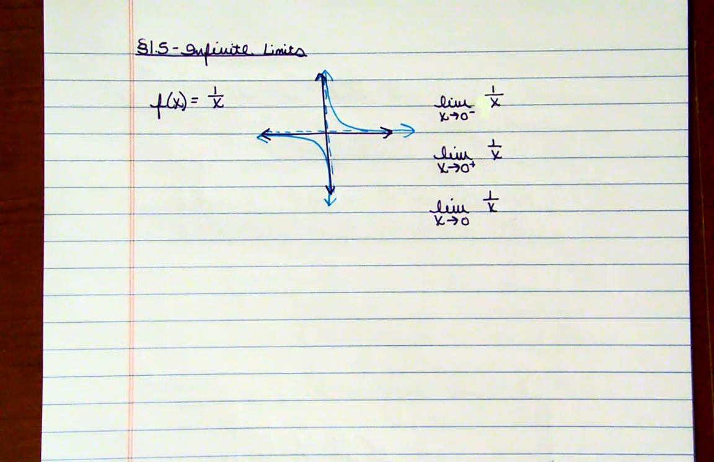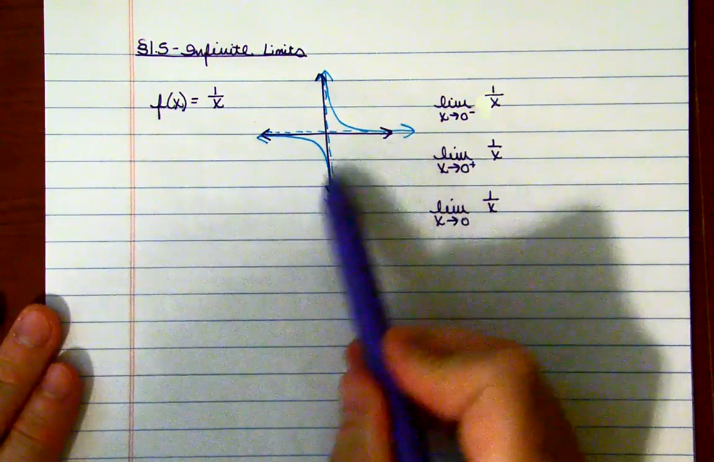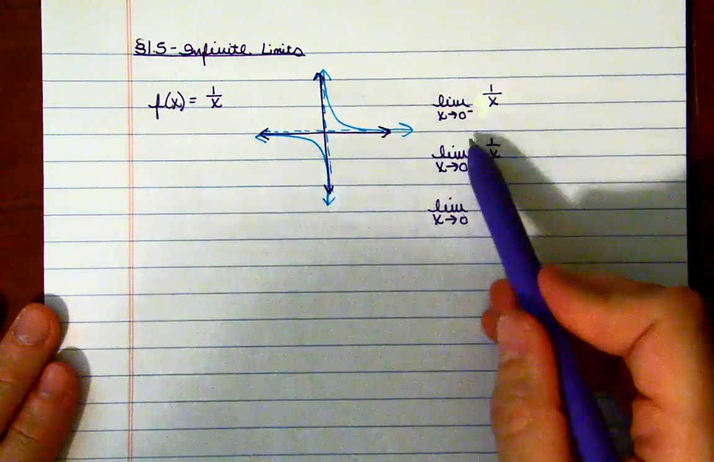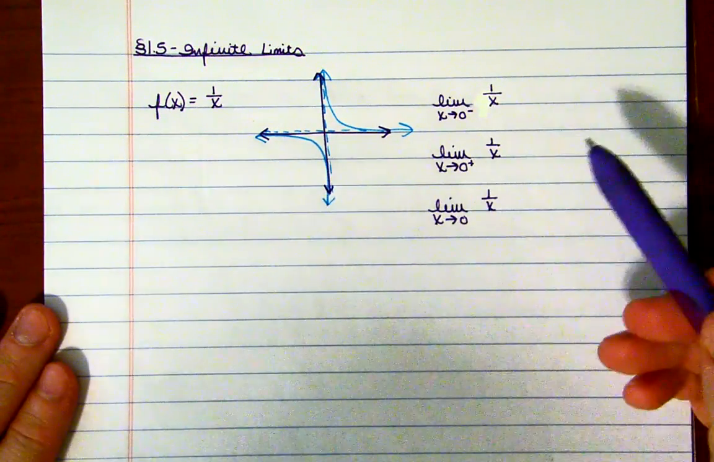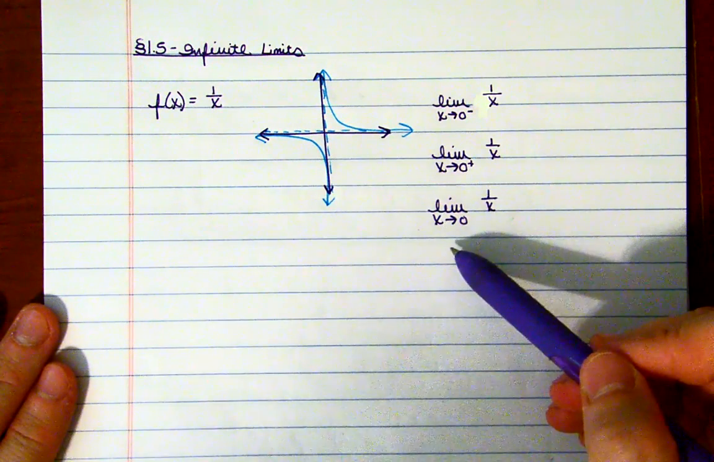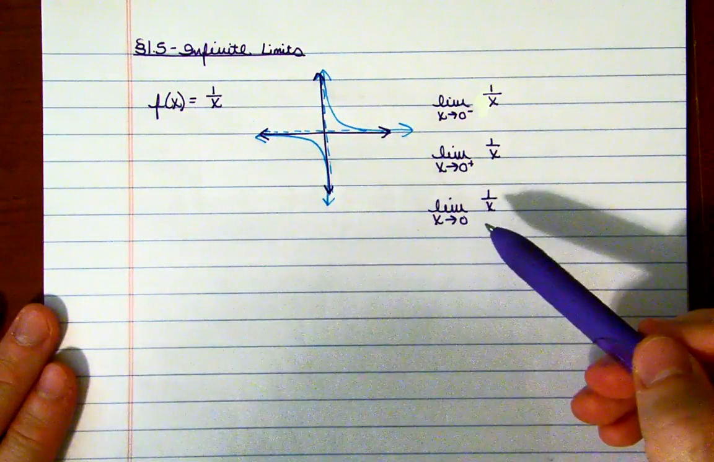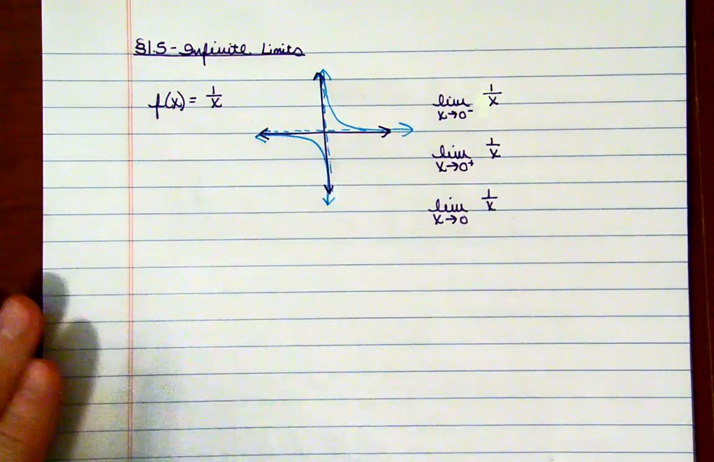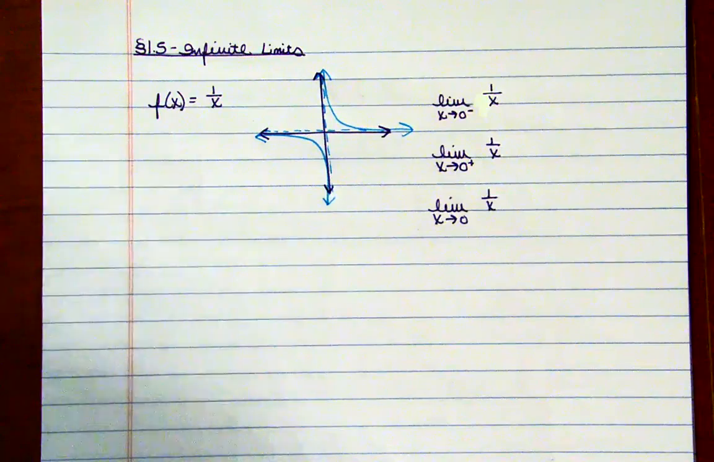To get us started, I'd like to take a look at the function f of x equals 1 over x, which I sketched over there. And we're going to take a look at three limits. Limit as x approaches 0 from the left of 1 over x, limit as x approaches 0 from the right of 1 over x, limit as x approaches 0 in general of 1 over x. Take a moment, pause the video, and make sure you have all this stuff copied down in your notes.